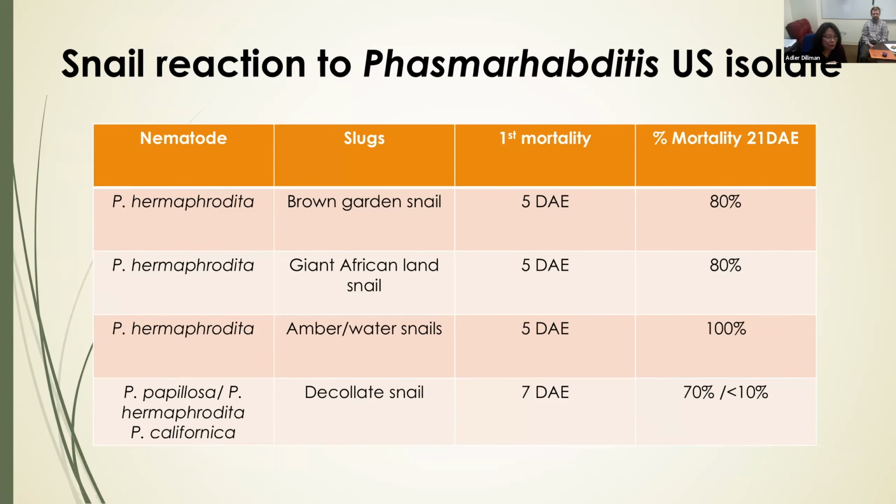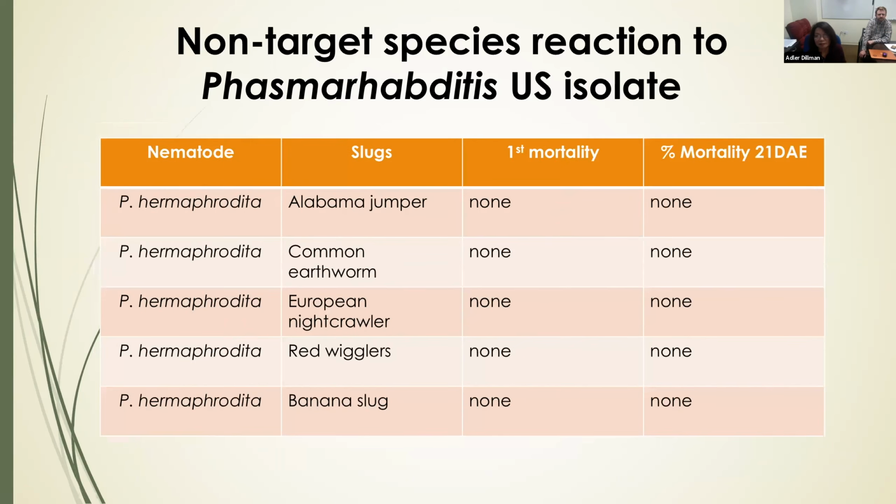When 3 species were compared against decollate snail, P. papayosa had shown, even 1 week after exposure, significantly higher mortality compared to P. hermaphrodita and P. californica. And at the end of the experiment, it was able to kill 70% of the population as opposed to P. hermaphrodita and P. californica with less than 10%.